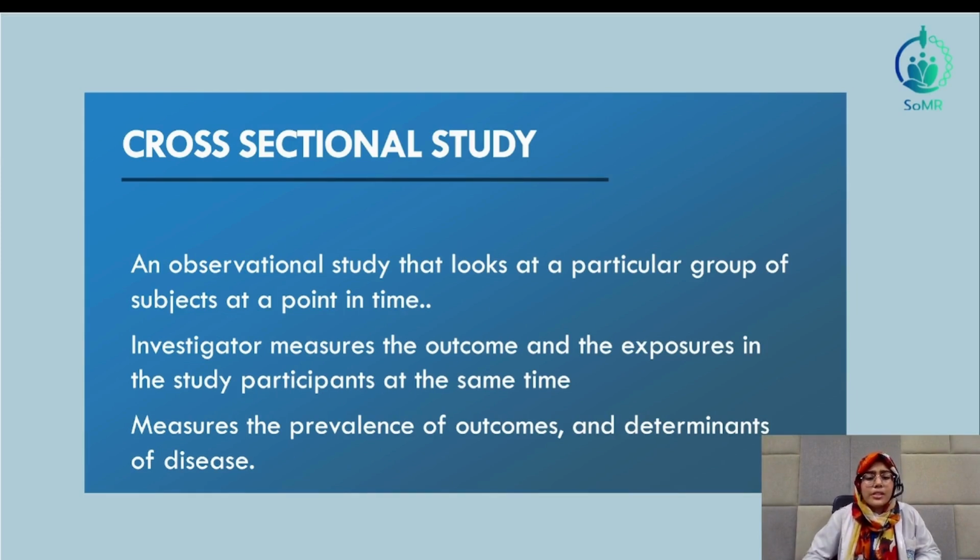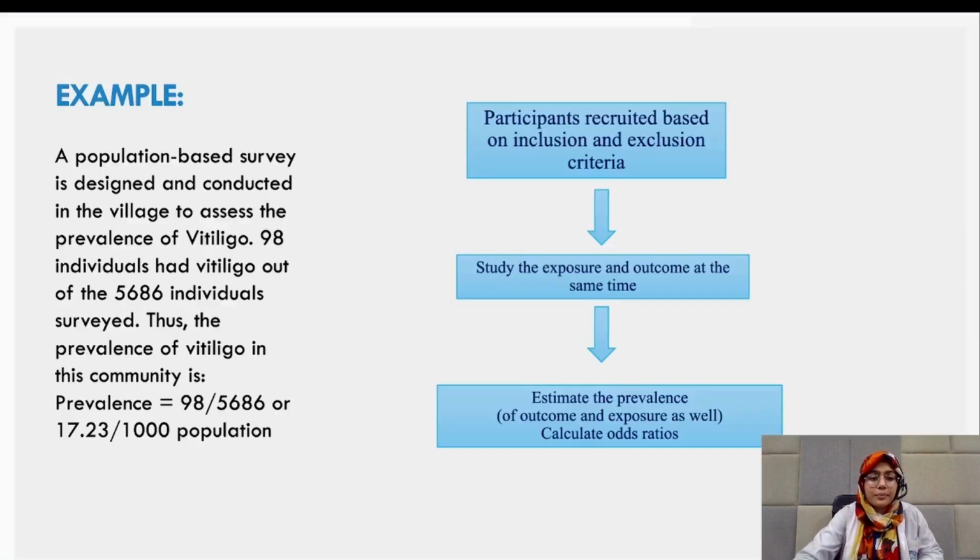Then comes a cross-sectional study. So, a cross-sectional study looks over a specific part of a population in a specific period of time. For example, you take a slice of a population and then record variables for every participant. An observational study that looks at a particular group of subjects at a point in time. It studies the presence or absence of an exposure in a specific period of time or the presence or absence of an outcome in the people. The investigator measures the outcome and the exposures in the participants at the same time and measures the prevalence of those outcomes and determinants of the disease.